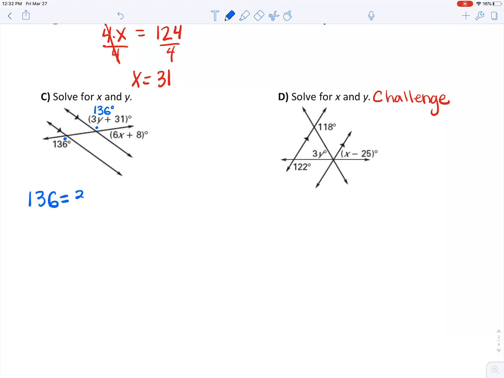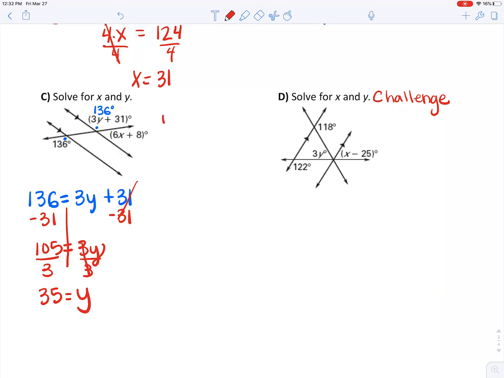We know that 136 is equal to 3y plus 31. And now we're going to solve like we normally would. So I'm going to get rid of that plus 31. The opposite of plus 31 is minus 31. 136 minus 31 is 105, equals 3y. And then 3 times y, how do you undo 3 times? You divide by 3. And you can use a calculator here. This gives us 35 is equal to y. So that is half of my problem right there. We have y is equal to 35 degrees.